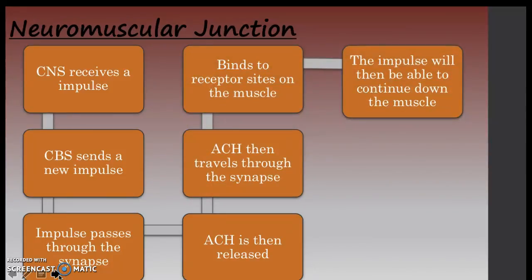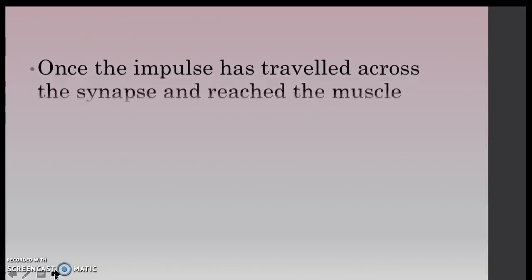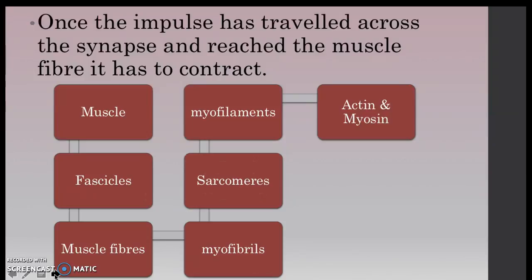Here the CNS receives an impulse, and then the CNS sends a new one, and this impulse passes the synapse and the ACh is then released. This ACh then travels through the synapse and binds to the receptor sites on the muscle. The impulse will then be able to continue down the rest of the muscle. Once the impulse has travelled across the synapse and reached the muscle fibre, it can then contract. This just shows the different size comparison throughout this process.